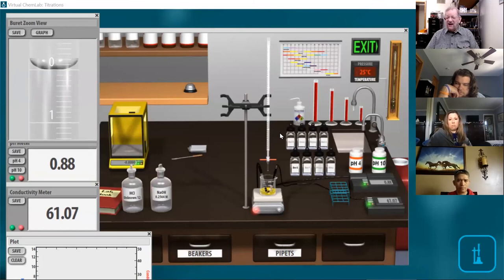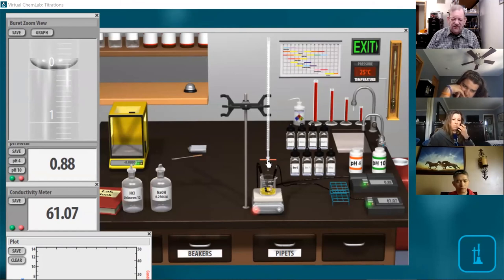Everybody see the lab now? All right, let's go through what's here. This glass tube right here with this little arm is called a burette. And a burette is a way of adding a certain amount, a measured amount that you can measure, of liquid.